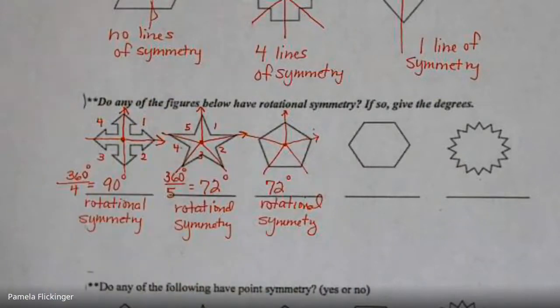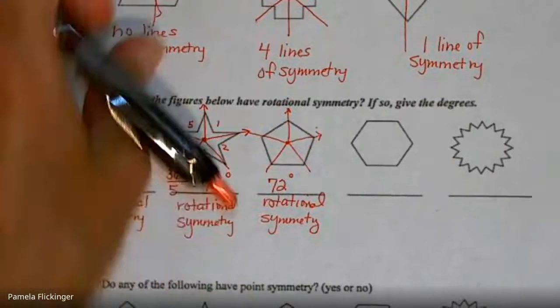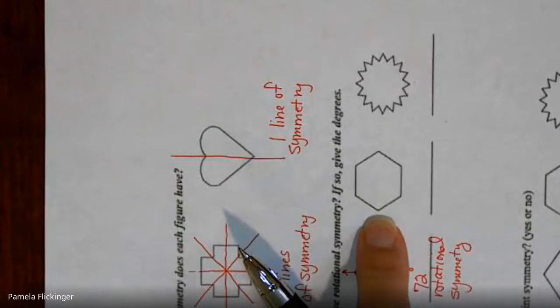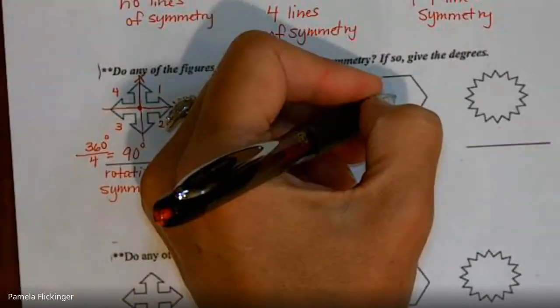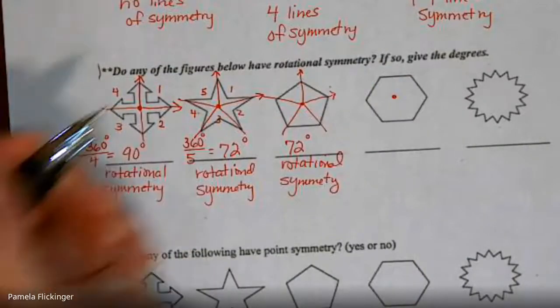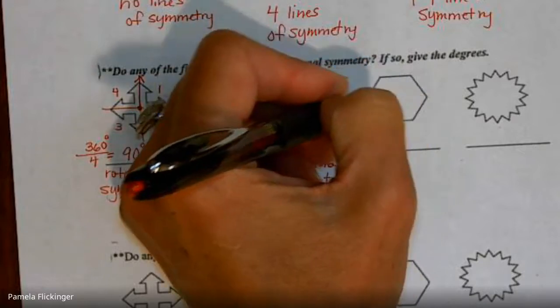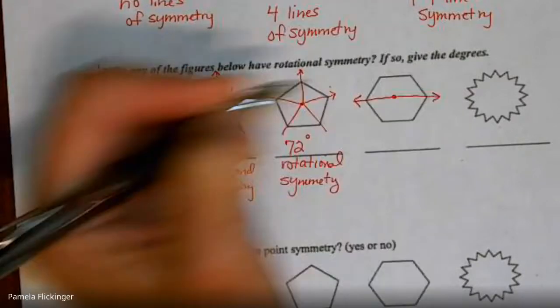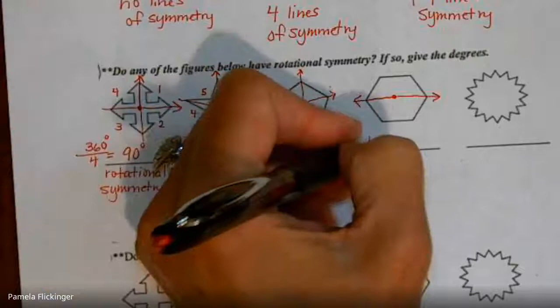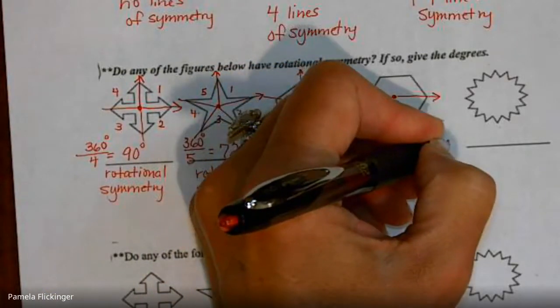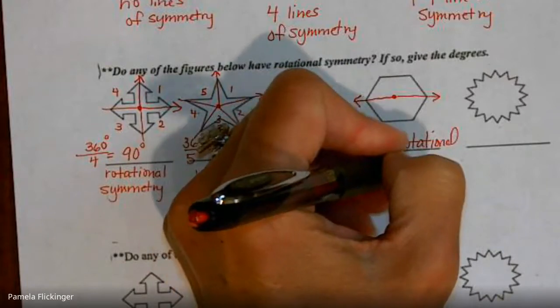Now this hexagon, this one looks a little squashed. So if I turn my paper, yeah, it's definitely longer that way. So the only way that this looks the same is if I turn it completely upside down, right? So if I go out this way and then I go out that way. So this is going to have 180-degree rotational symmetry.